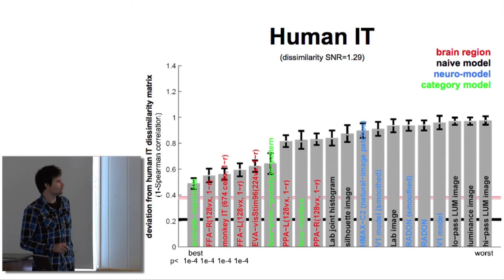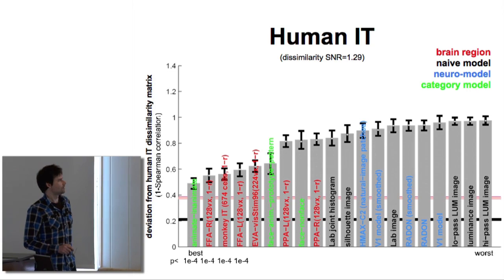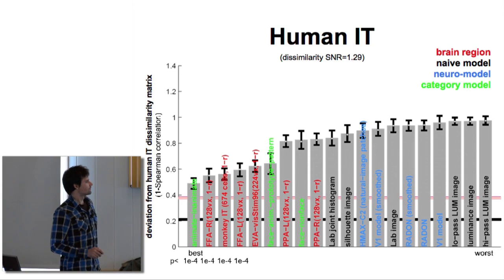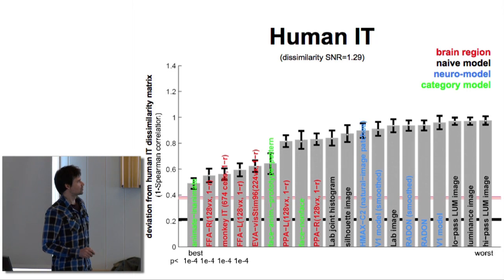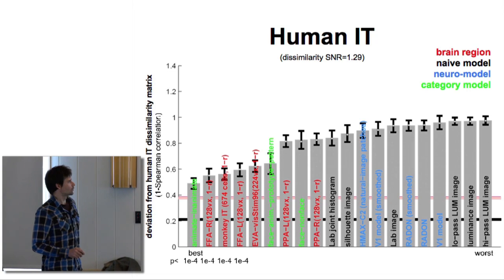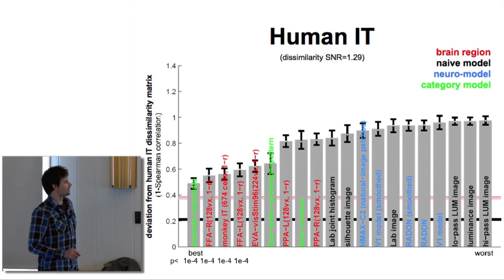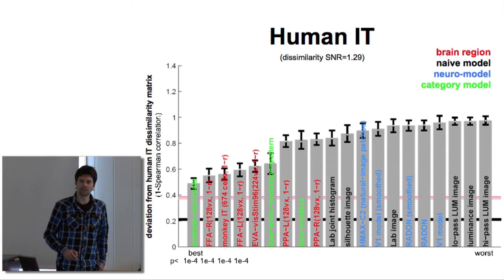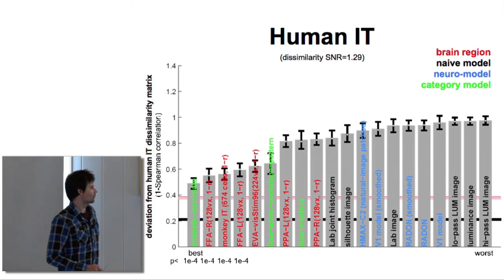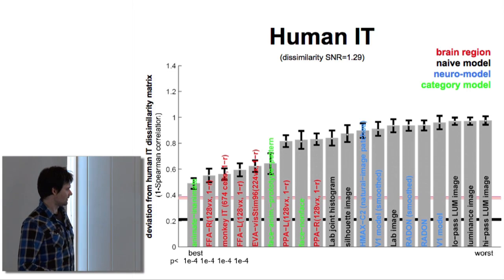The ones that are labeled in red come from other brain regions, because we can use this to compare brain regions as well. The ones labeled in black are naive models, simple image transformations. The blue ones are neuroscientifically motivated computational models. And the green ones are simple category models that don't really compute anything. We're just assuming a category structure, and we're assuming that we have some mechanism to identify the category. And so this exercise on this data set gives a little bit depressing results.